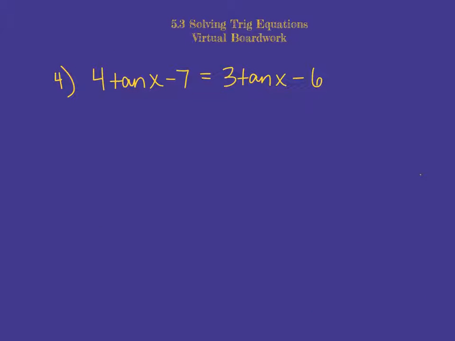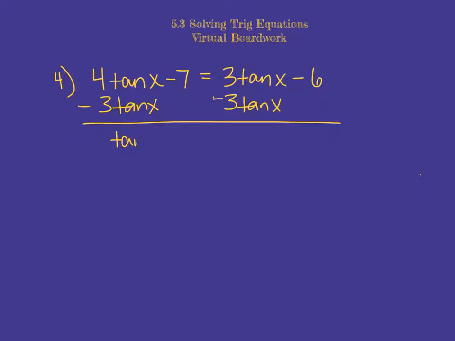This next problem involves tangent, and it's not squared, so we don't have to do any square rooting. Instead, let's just get all of our tan x's by themselves on one side and all of our constants on the other side. So I'm going to subtract 3 tan x from both sides. So we're left with just 1 tan x here. And then at the same time, I'm going to add 7 to both sides. So we'll have tan x equals 1. I'm just doing that to save some space.